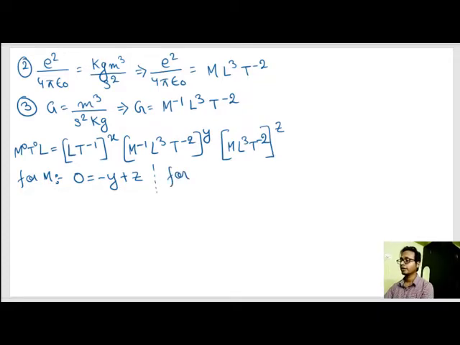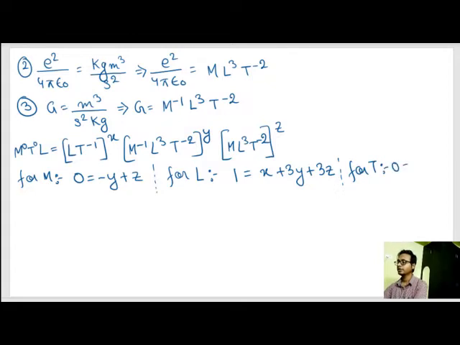For L, 1 is equal to x plus 3y plus 3z. And now for T, 0 is equal to minus x minus 2y minus 2z. This is our equation.